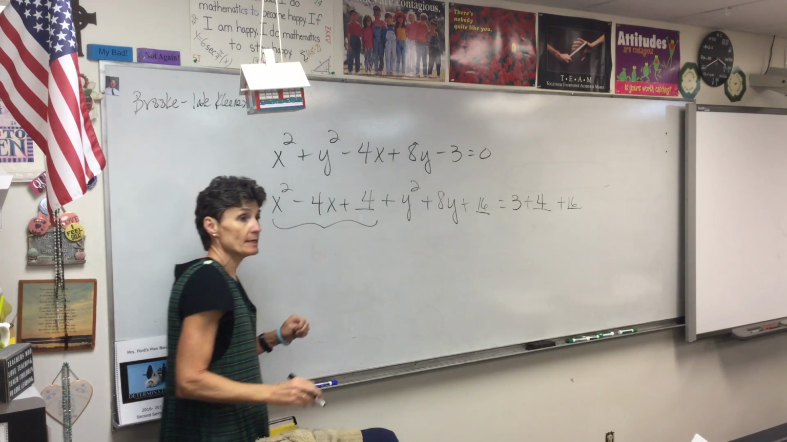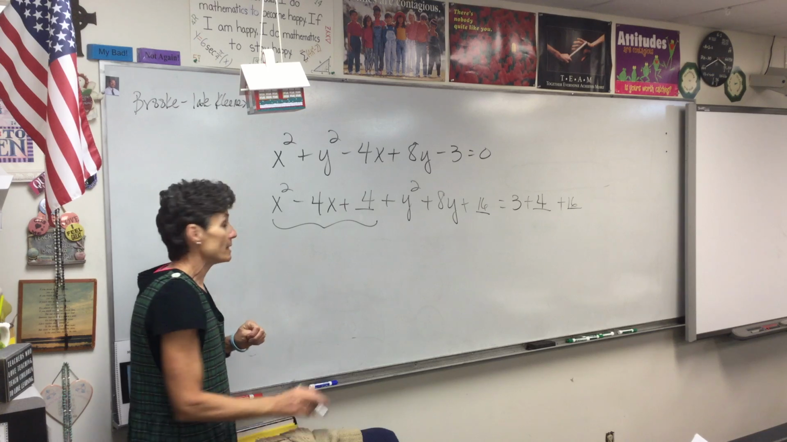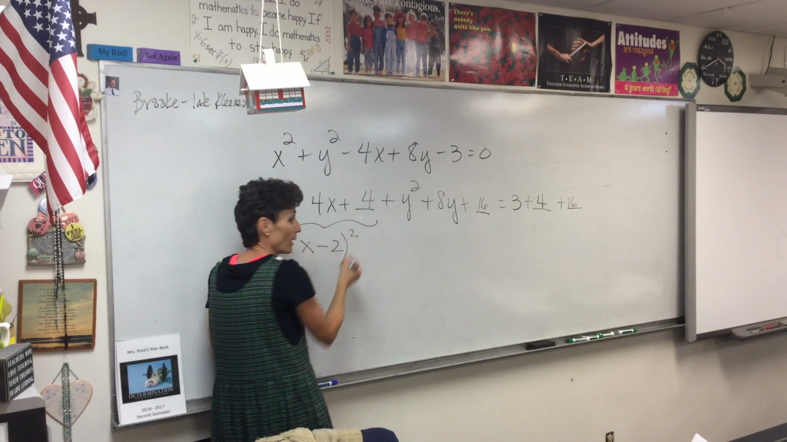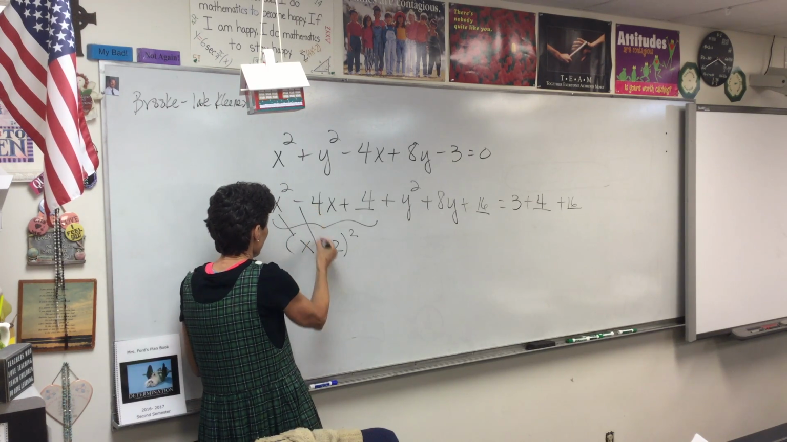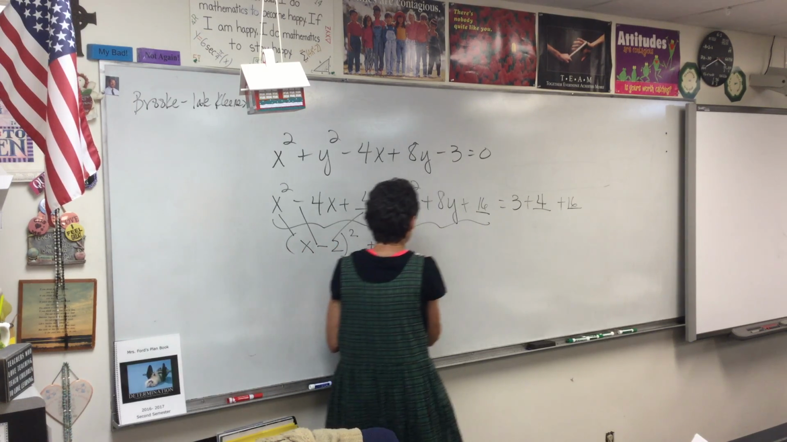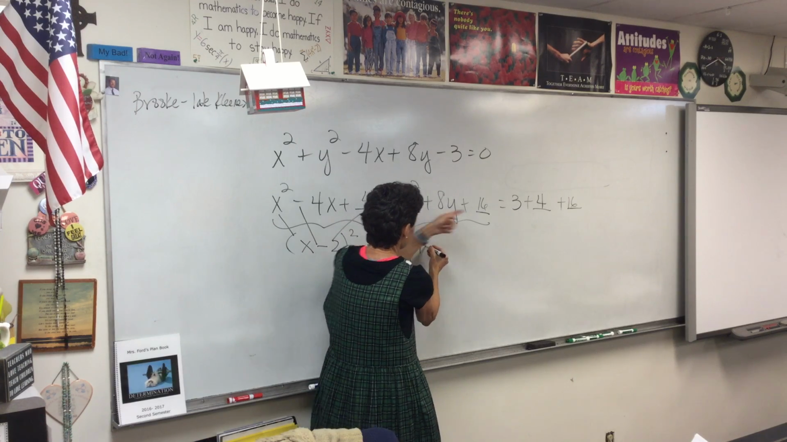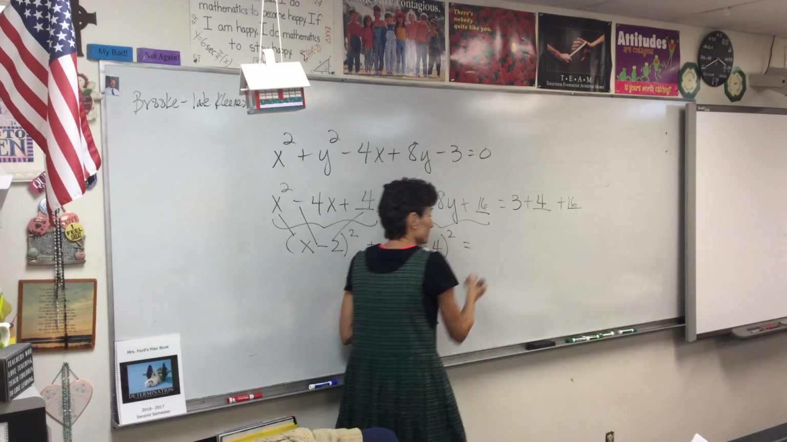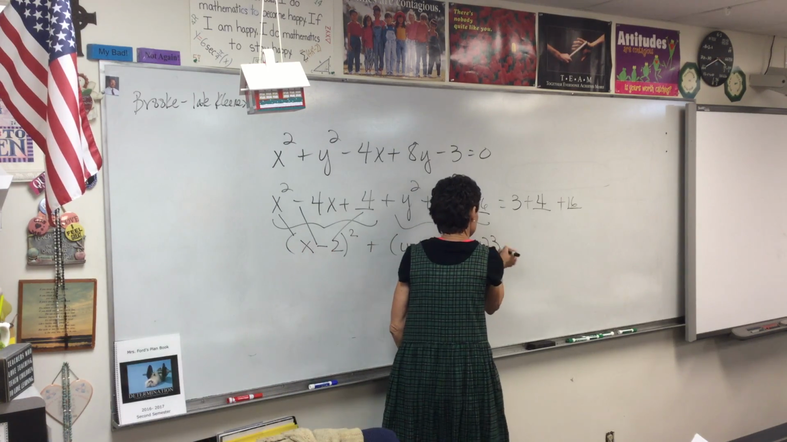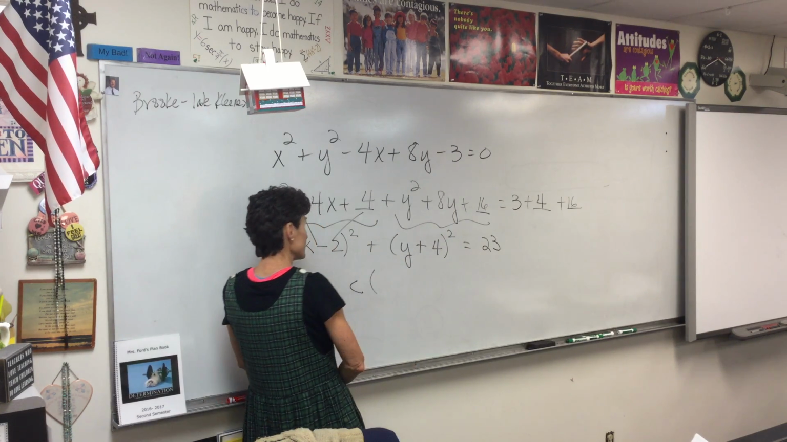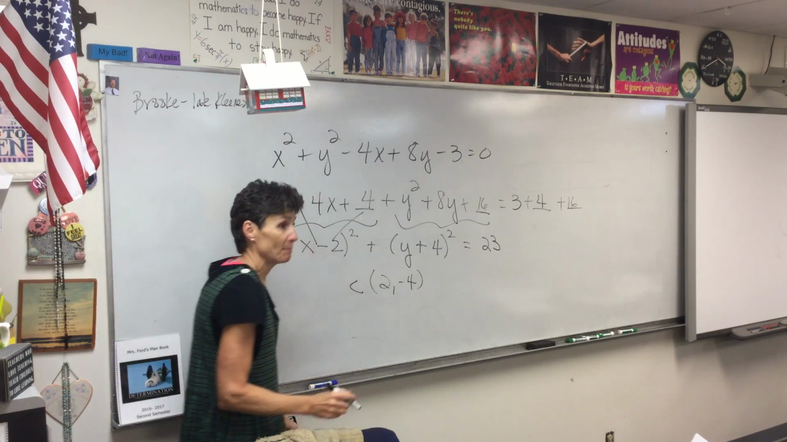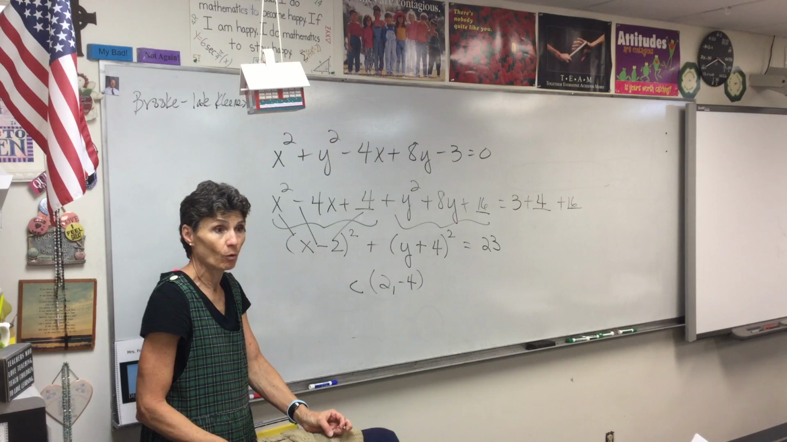This is a perfect square. It is x minus 2 squared. This is a perfect square. Y plus 4 squared. And all that adds up to 23. Now, you remember where the center is? 2, negative 4. It's the opposite of those parentheses, 2, negative 4.